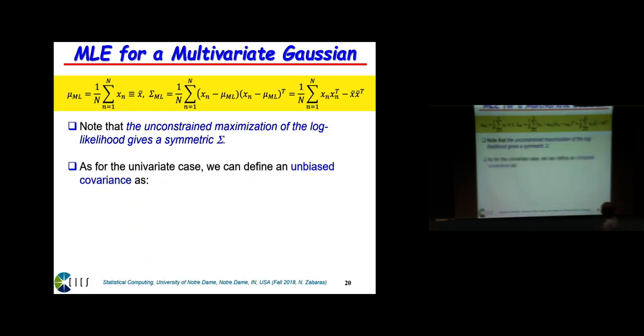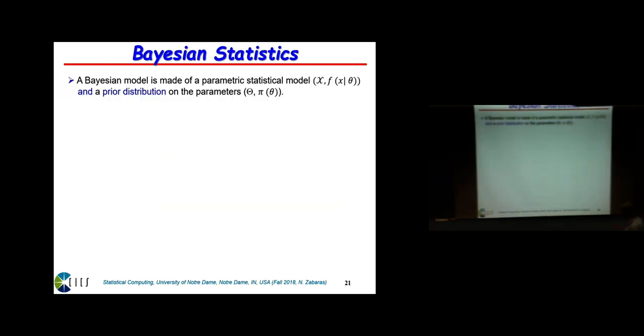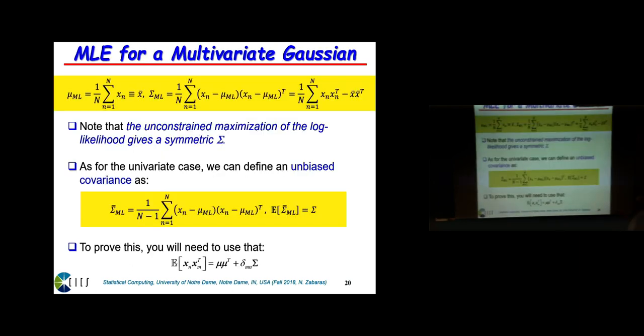All right. And if you want to make the MLE estimate for sigma unbiased, instead of 1 over n, you can plug in 1 over n minus 1, and then the expectation of this comes to be the true covariance of the distribution. And again, the only thing you need to prove all of these things is the same identities that I showed you for the univariate case. And actually, I am putting both of those identities in one equation using the delta function there.